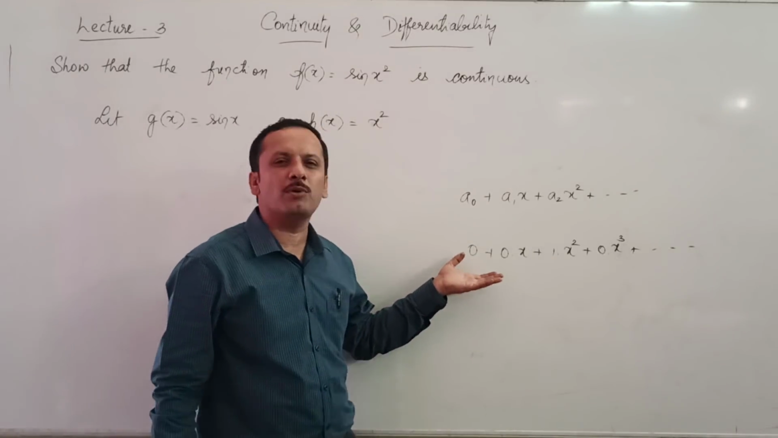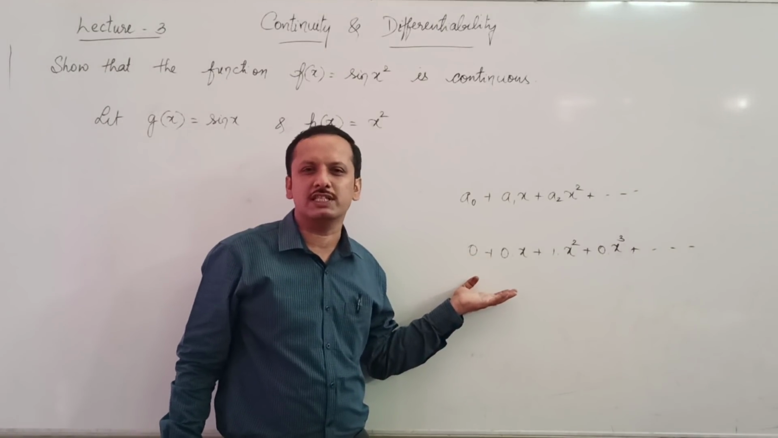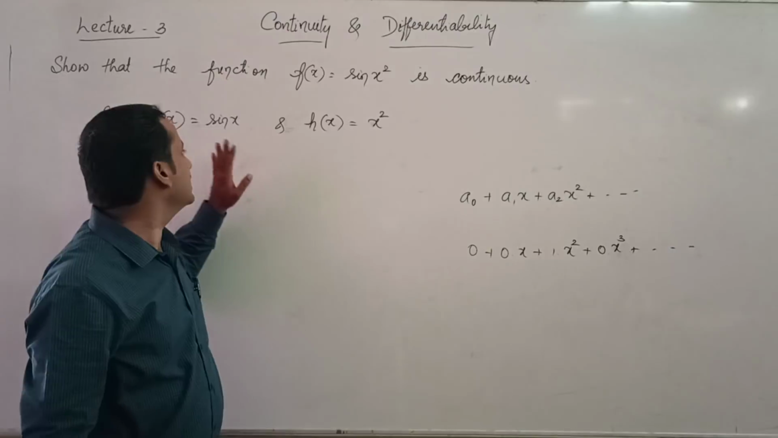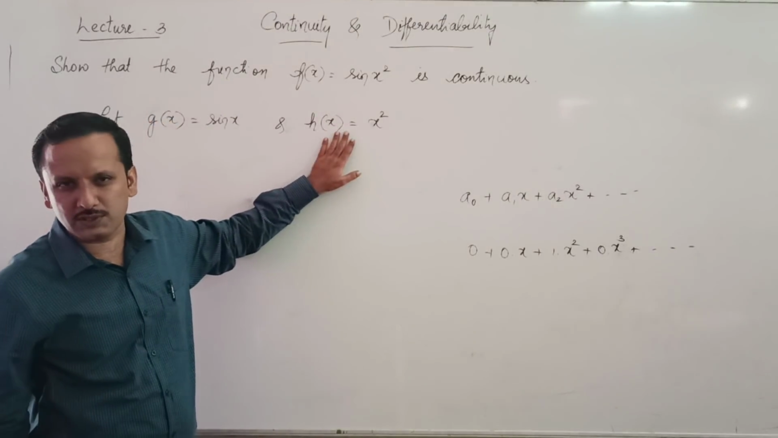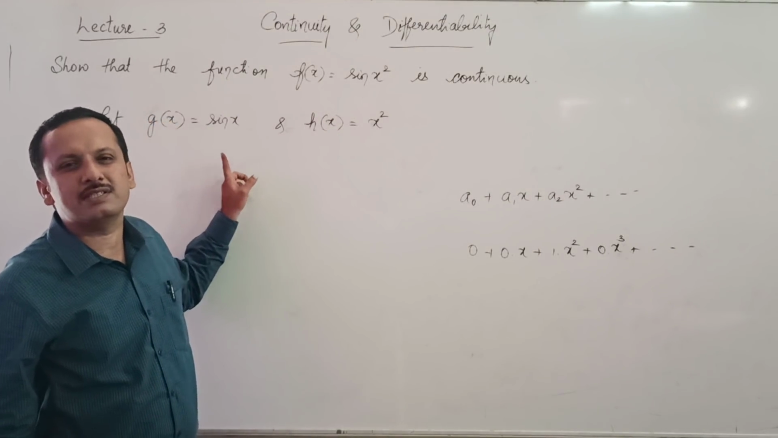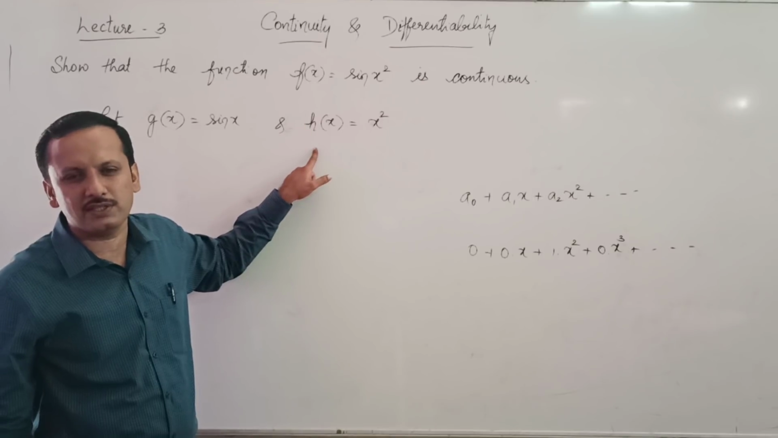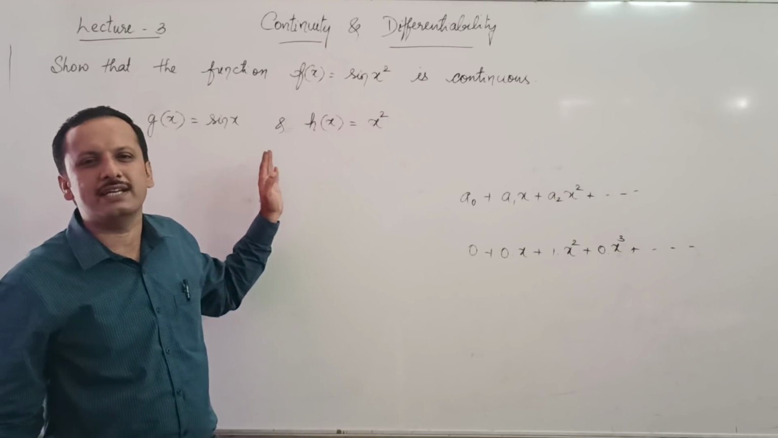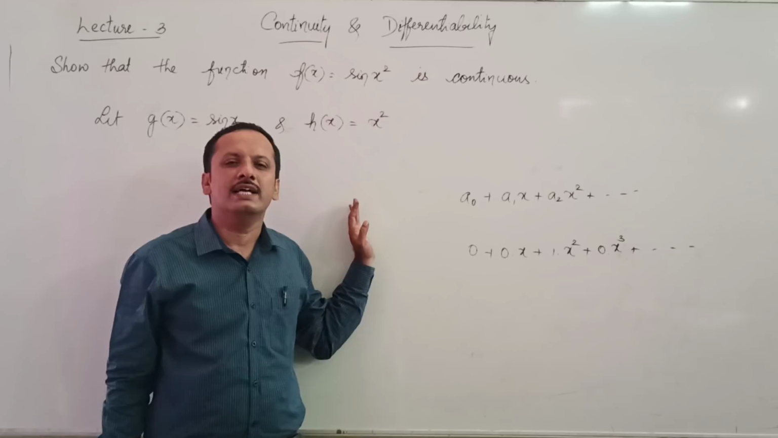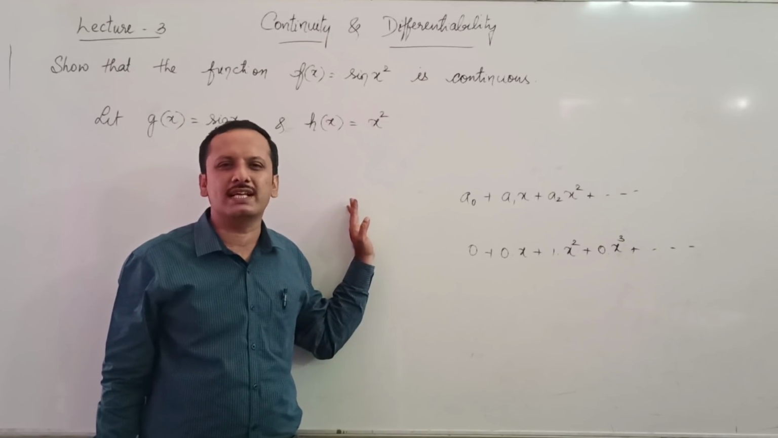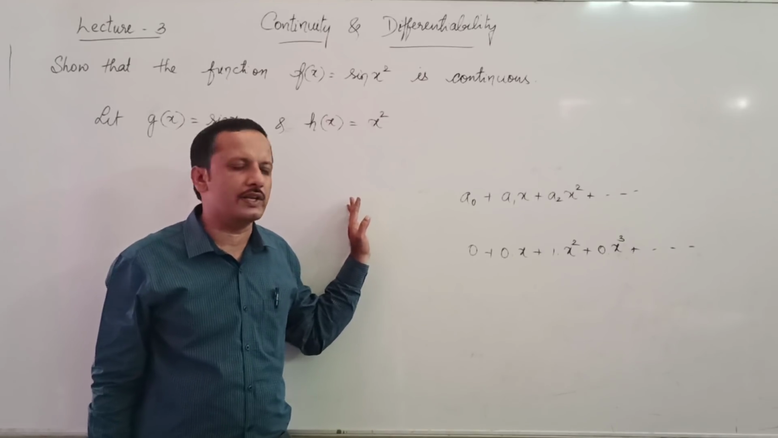As we have proved that every polynomial function is continuous, this function is continuous. G is continuous as well as H is continuous. If G is continuous and H is continuous, we can say that their composition G circle H is also continuous.